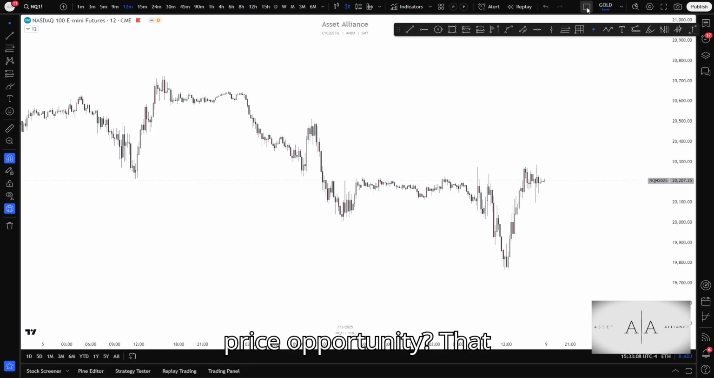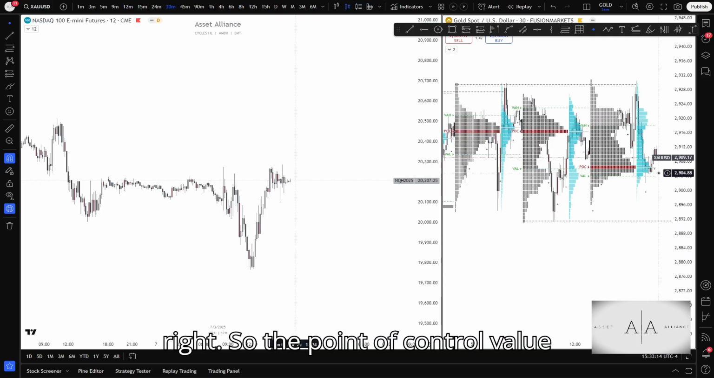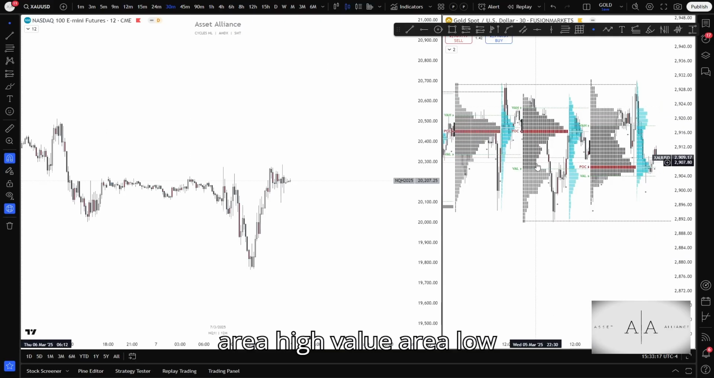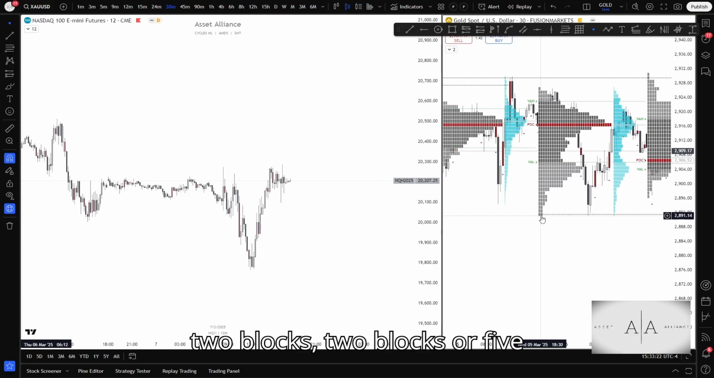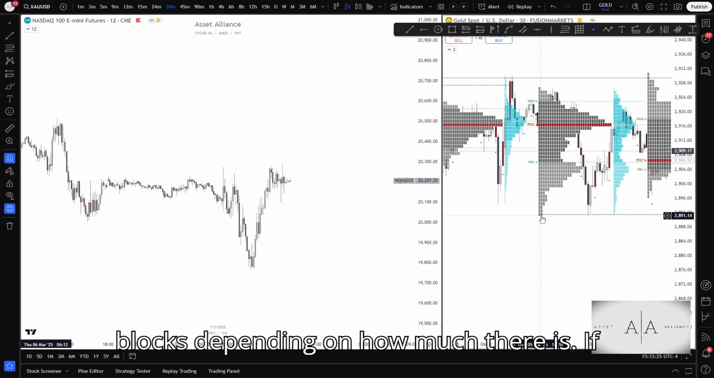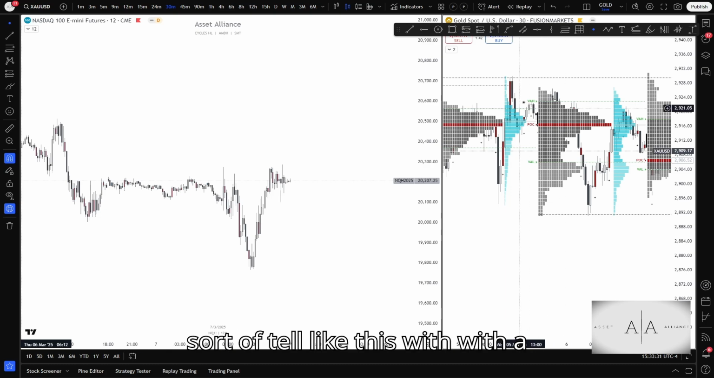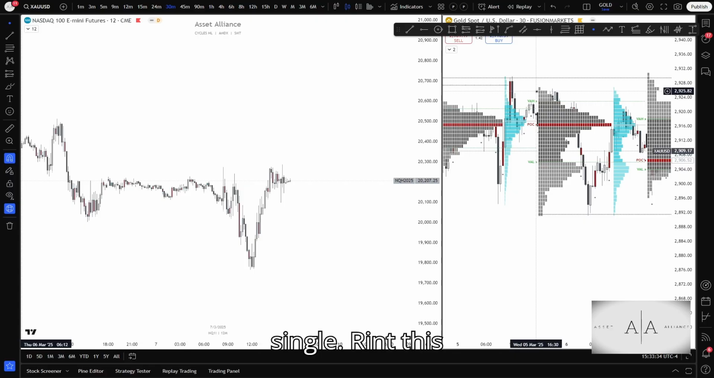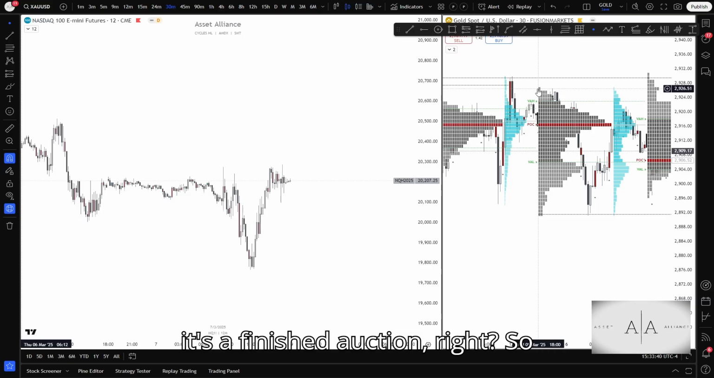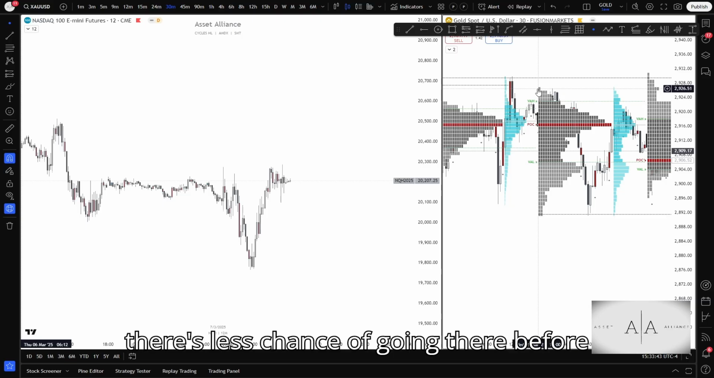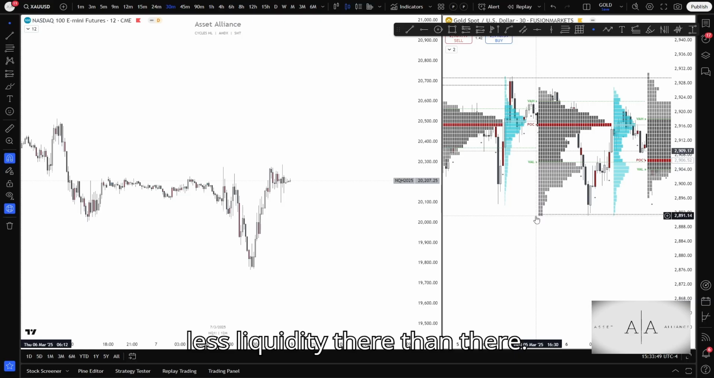What is time price opportunity? That is time price opportunity right here, right? So the point of control, value area high, value area low, unfinished auctions, which are these two blocks or 5 blocks, depending on how much there is. If it's at current low, that means there's an unfinished auction. It needs to be a sort of tell like this with a single print. This doesn't mean that it's not buy side or sell side. All it means is that it's a finished auction, right? So there's less chance of going there before going there, or there's a little bit less liquidity there than there.